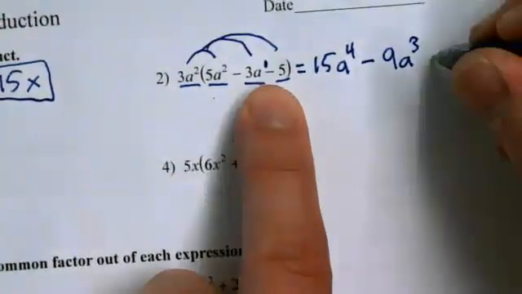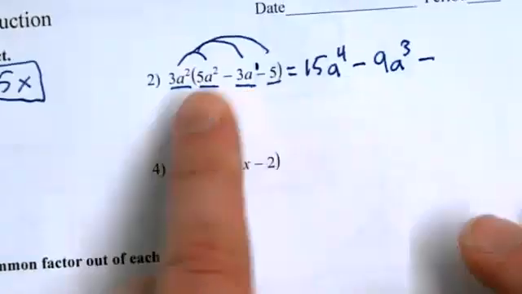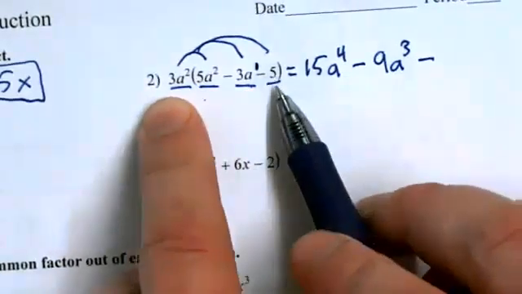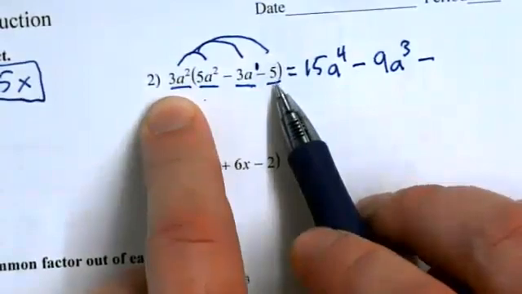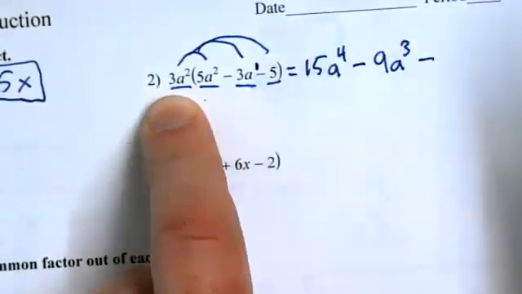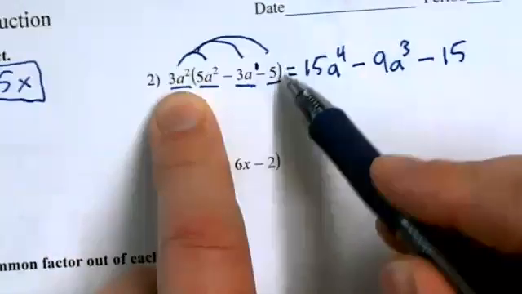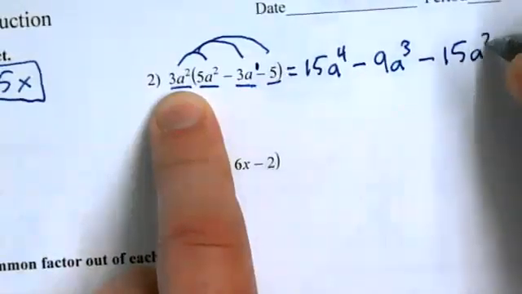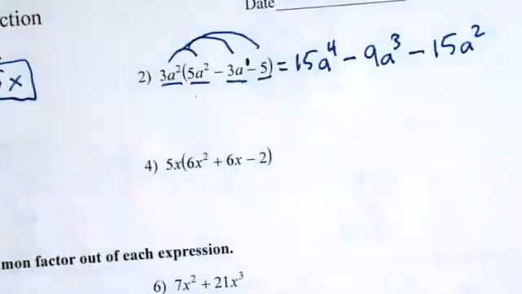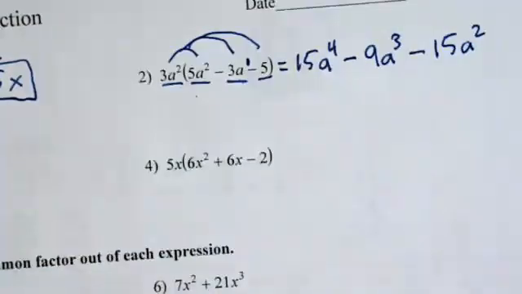We have another minus here, so we'll bring that over. And then last time around, 3a squared times 5. 3 times 5 is 15. A squared, there's no other a's to multiply that by, so I'll just bring it over. So 15a squared, and that's it.